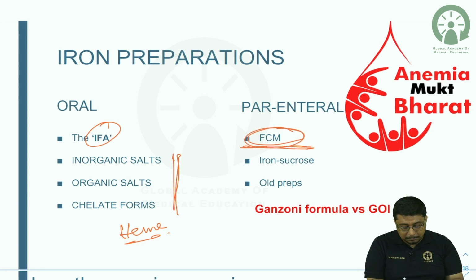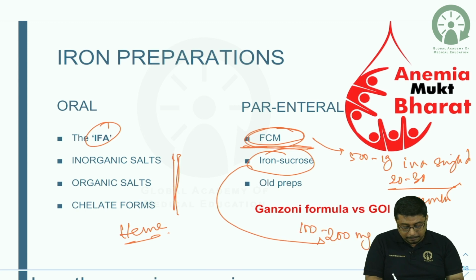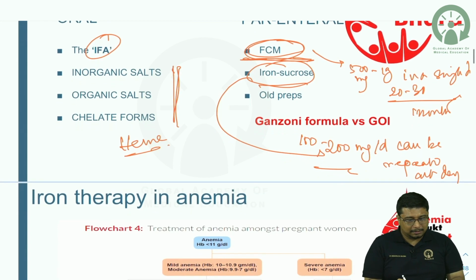So ferric carboxymaltose can be given 500 to 1 gram in a single day over 20 to 30 minutes of infusion and can be repeated monthly. Okay, and iron sucrose, on the other hand, can be given 100 to 200 milligram per day, but can be repeated alternate day, right? So iron sucrose and FCM, and there are older preparations, iron dextran and all that, I don't think you need to know.